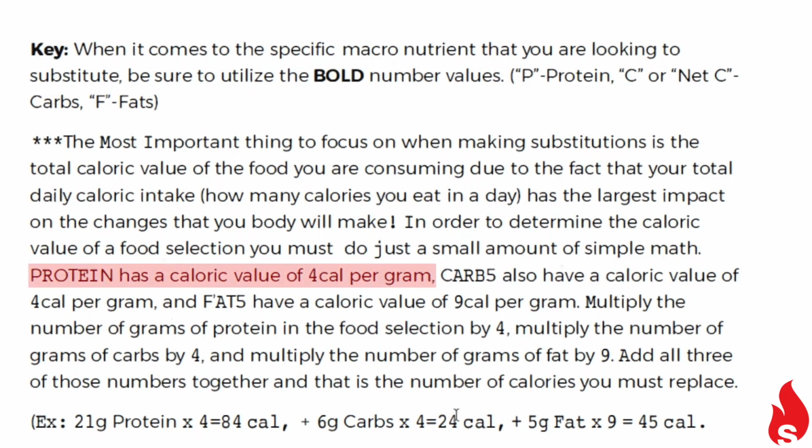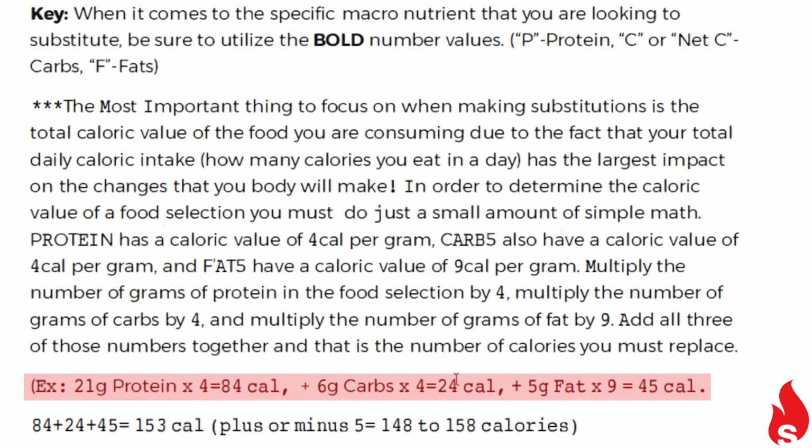So, when it comes to grams of protein, grams of carbohydrates, grams of fat, and converting them into calories, there's only a couple pieces of information you need to know. First is that for every gram of protein, there are 4 calories. For every gram of carbohydrates, there are also 4 calories. For every gram of fat, there are 9 calories. There's an example listed there at the middle of the page.